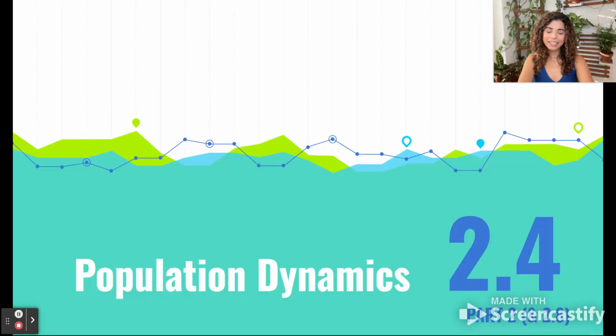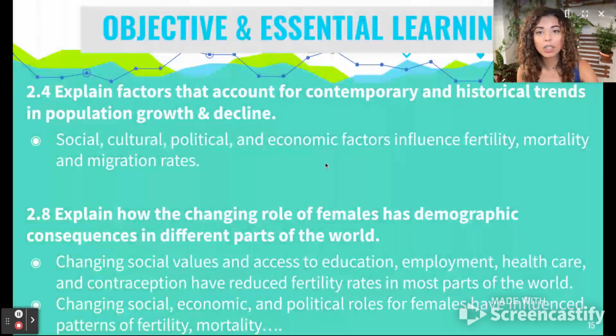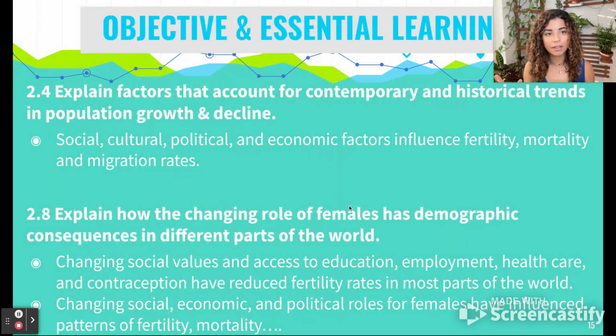Hey class, we're here with part 2 for 2.4, and for this one we're also going to be talking about 2.8. They also complement each other, so population dynamics 2.4 as well as 2.8, women and demographic change. So we're going to be building on what we talked about last objective, factors that account for contemporary and historical trends in population growth and decline.